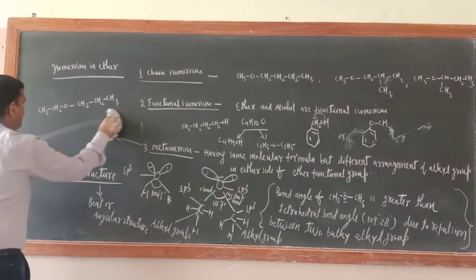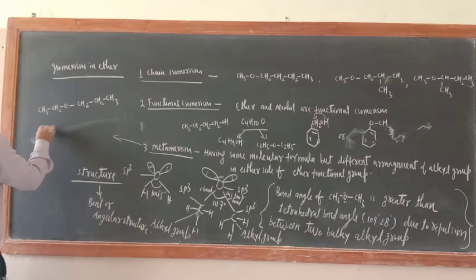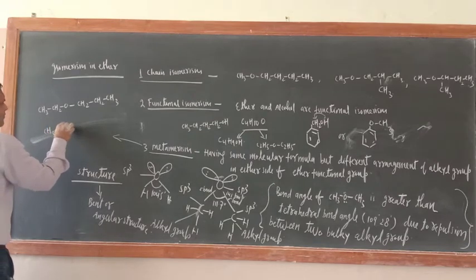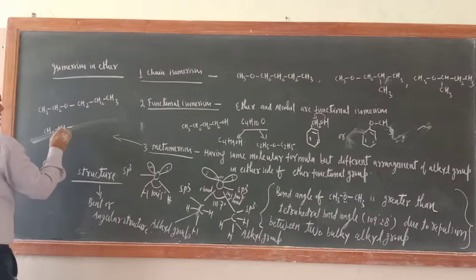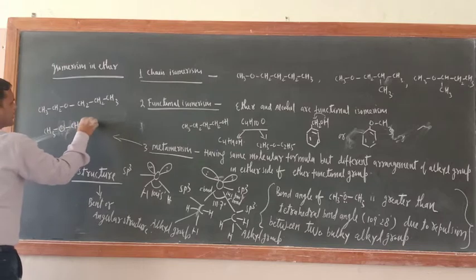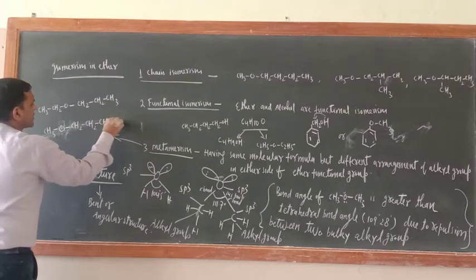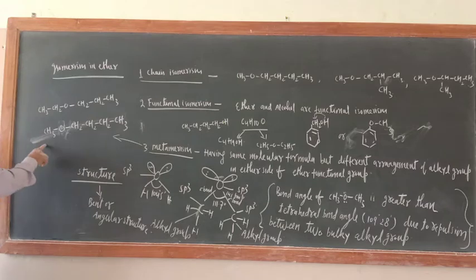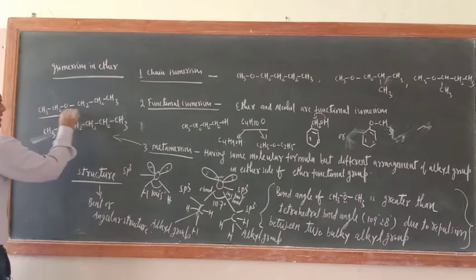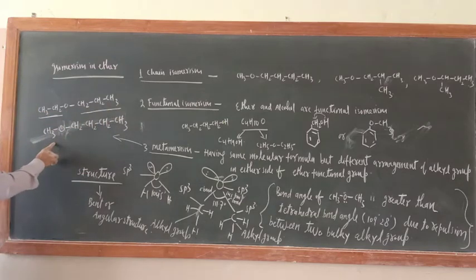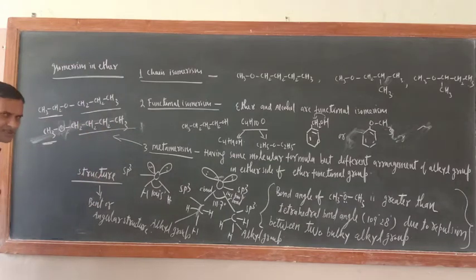Or this can be written like that. Just see, CH3, CH2, then CH2, CH2, CH2, CH3. Now just check, on one side what is there? Ethyl group is there, on the other side propyl. Now in this compound what is there? One side butyl, other side methyl. So the total number of carbon atoms is the same only, so the arrangement of alkyl groups is different.